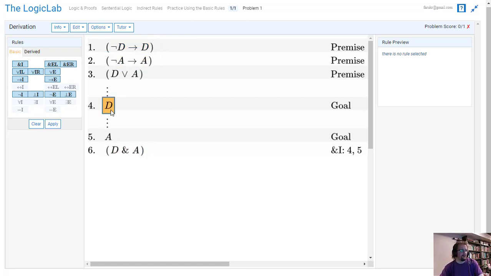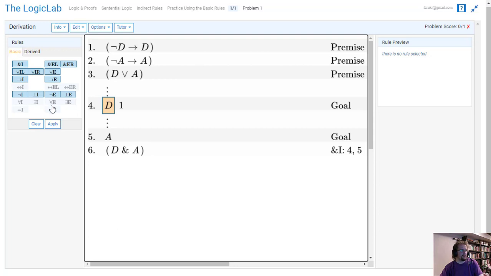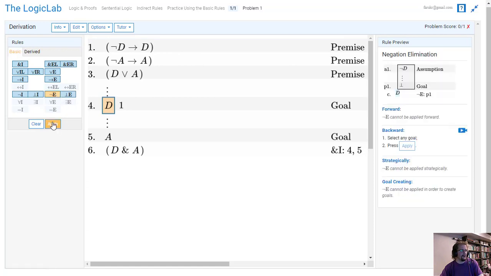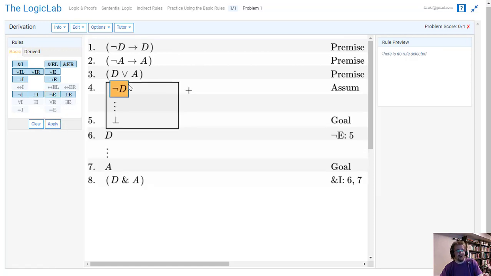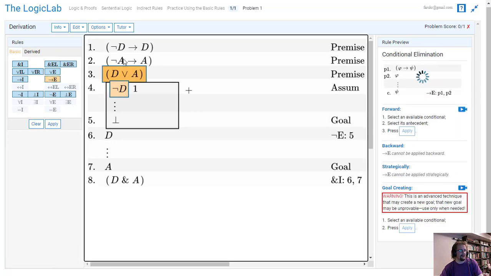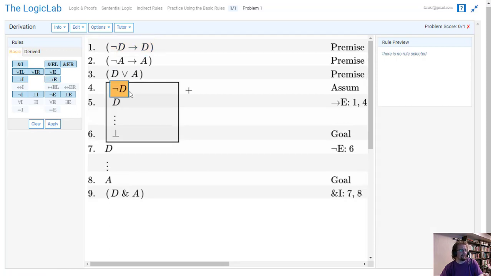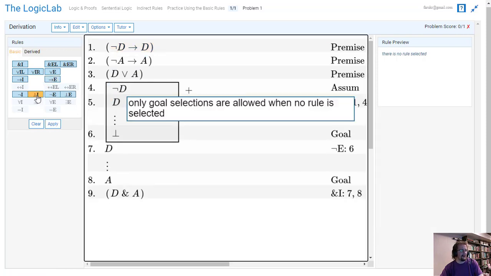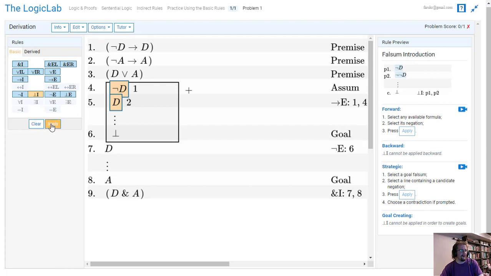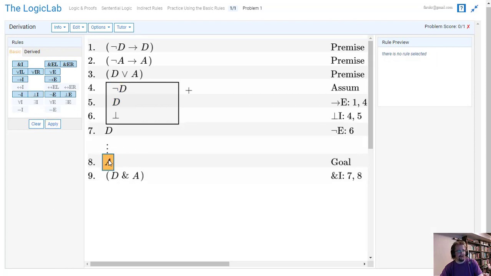So what I'm going to do is a negation elimination on D. That will let me assume not D. Once I have that, conditional elimination for the not D, so lines 1 and 4, that produces D. And now I have Falsum Introduction, lines 4 and 5. Ta-da, and we're done.